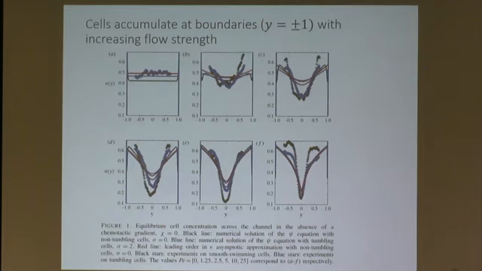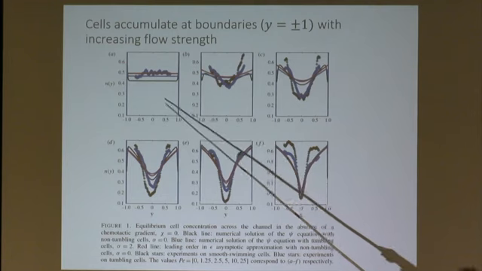Anyway, here's our results. So what we have is the stars are experiments. The solid lines, blue and black, are numerical simulations, stars are experiments, and red is some asymptotic results.